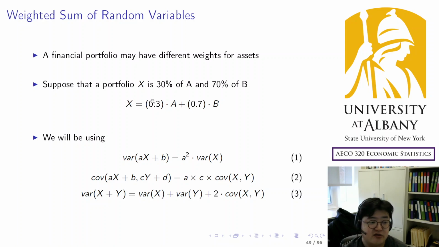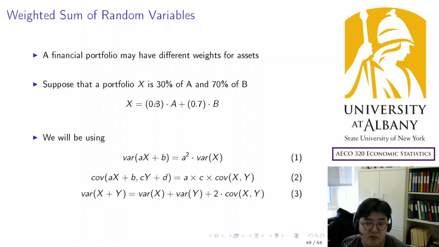So we are going to now define X in that way. X is 30% of A and 70% of B, right? They are added. Then our main focus is on the risk in X, this portfolio. To calculate the risk, the standard deviation of X, we need to use all the formulas we have learned so far. The first formula is the linear transformation of variance, right?